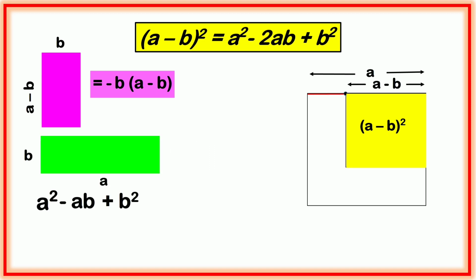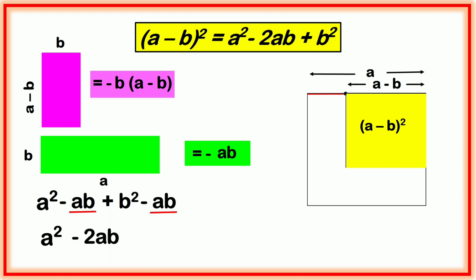And also we have to subtract the green one, the second rectangle, that is b into a. Length into breadth, that is a into b is equal to ab. It has to be subtracted from a square, so minus ab. A square as it is, minus ab and minus ab will become minus 2ab, then plus b square as it is. The identity is solved, that is (a minus b) whole square is equal to a square minus 2ab plus b square.